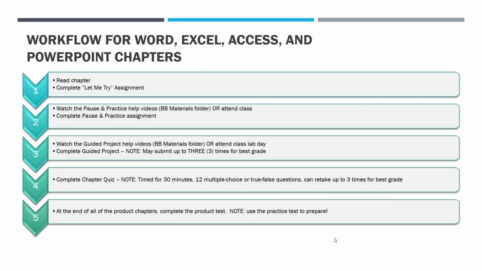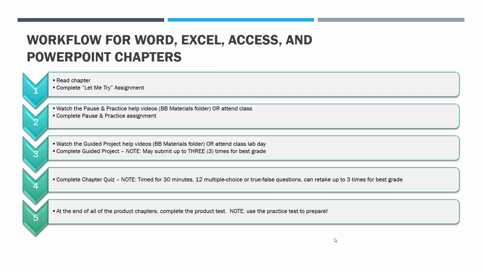And then, once you have all of those done, you would complete the chapter quiz. Note that the quiz is timed for 30 minutes. You can start and stop it. It's 12 questions. All of them are 12 questions. They're all multiple choice or true false. And you can retake that quiz up to 3 times for your best grade.